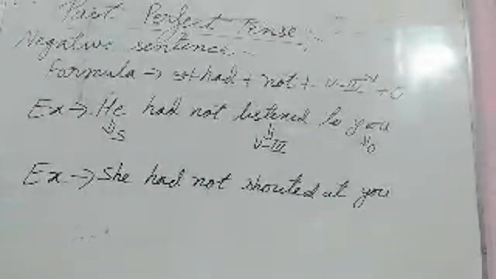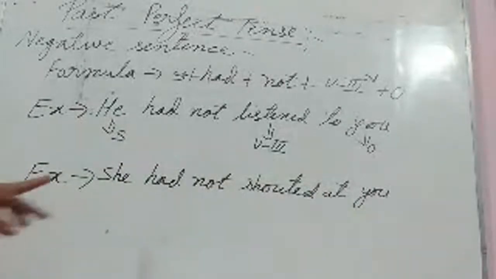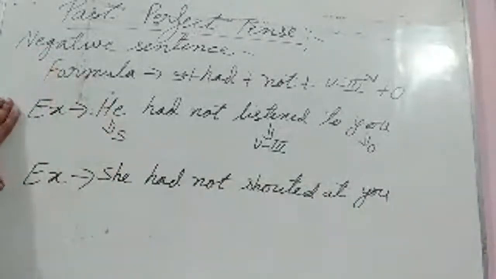The sentence is, she had not shouted at you. Again I'm repeating here, she is the subject, had shows the sentence is in the past perfect tense, not makes it a negative sentence, shouted is the verb of the third form, and you is the object. So the two examples I am reading again: He had not listened to you. She had not shouted at you.